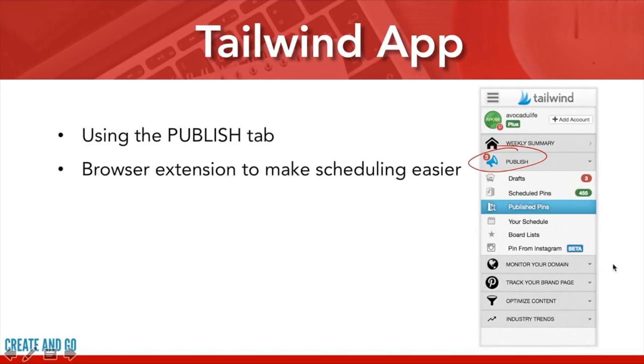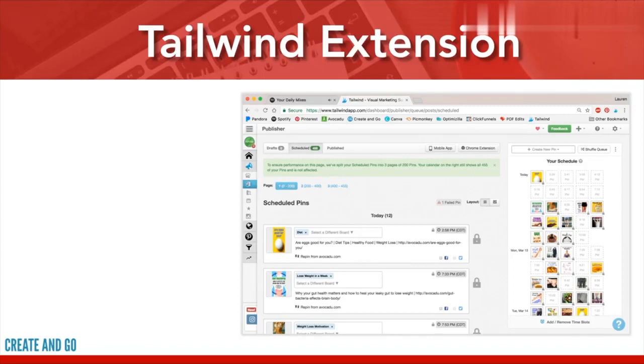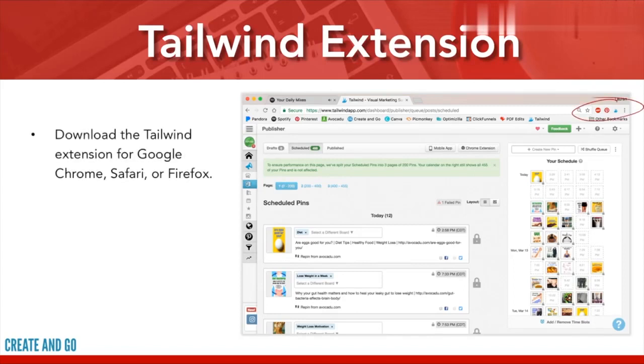We're going to talk about a browser extension to make scheduling easier, creating board lists, setting up time slots, and how to schedule pins. The browser extension for Tailwind makes things really, really easy. You can download it for Google Chrome, Safari, or Firefox. If you have Chrome, there's actually a little thing right here in the Tailwind dashboard that you can just click and download it. If you have another browser, you'll need to go up into the settings and download it there. But I will show you how to use that when we schedule pins at the end. It just makes it a lot easier.